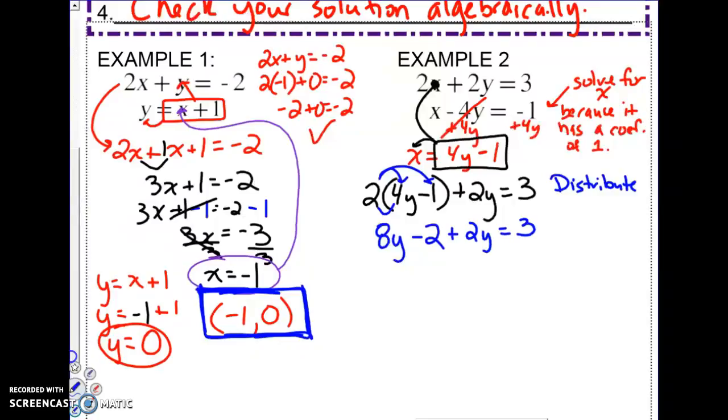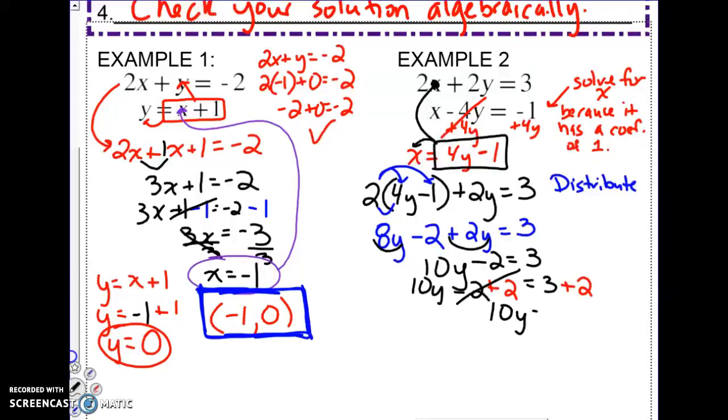All right, I have like terms, right? I have 8y and positive 2y, so I have 10y minus 2 equals 3. Gotta get the y by itself. To do that, I'm going to add 2 to both sides. So now the negative 2 and the positive 2 cross out, and I have 10y equals 5. And then I have to divide both sides by 10. All right, and the answer is actually 0.5, and that's a thing, right?